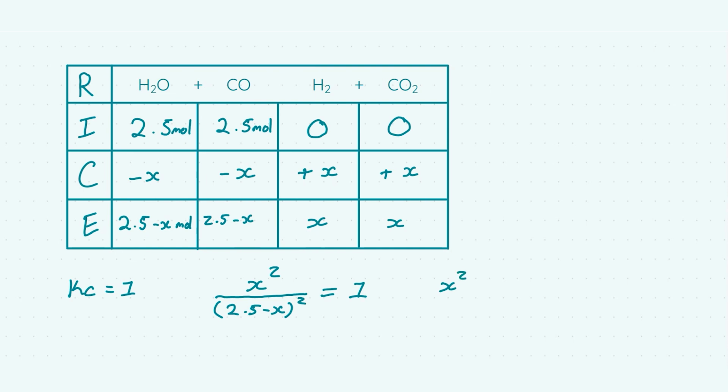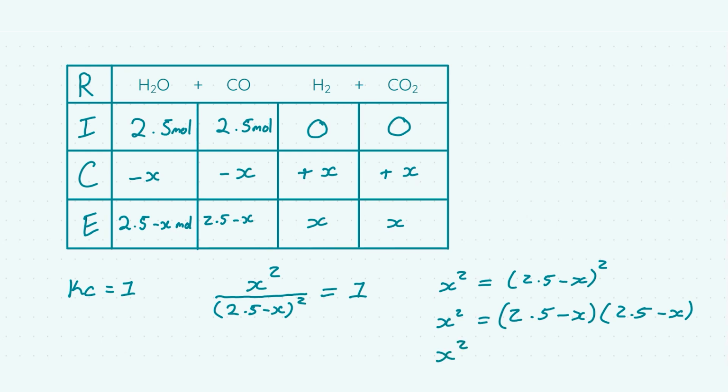We say here that x squared, and we're going to multiply across by (2.5 minus x) squared, and that times 1 is just going to be the same thing. So this equals (2.5 minus x) squared, and then just expand this out and we'll solve for x. So x squared equals, so then just multiplying out the bracket, you can expand it if you want. So just 2.5 minus x times 2.5 minus x. So then with the bracket expanded out, the multiplication will be a lot easier.